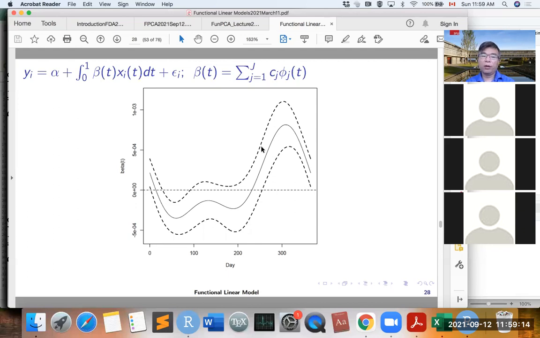The reason is, as we just mentioned, that generally if we have a warm fall and winter, we will have more precipitation.